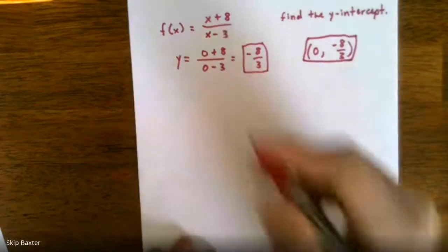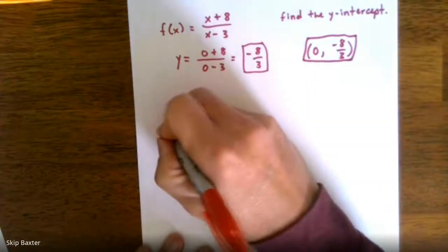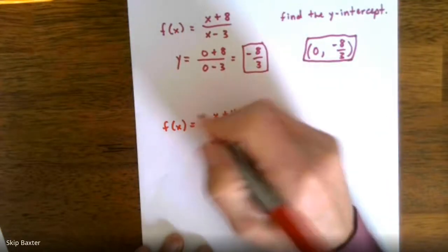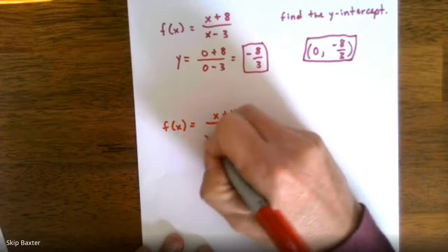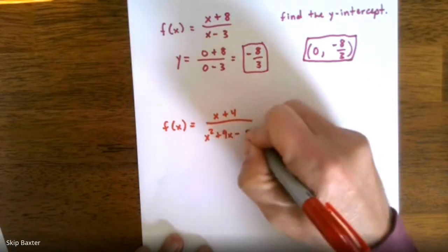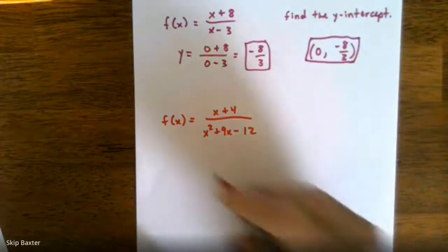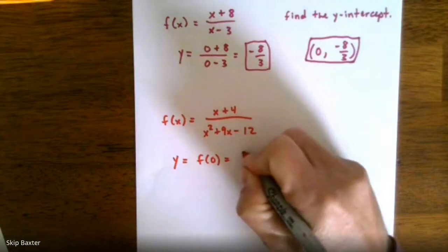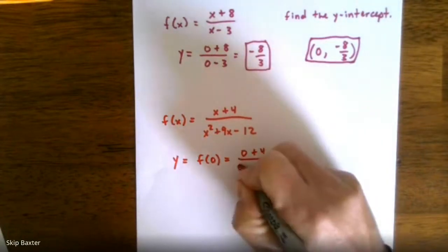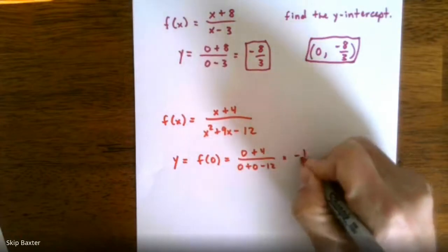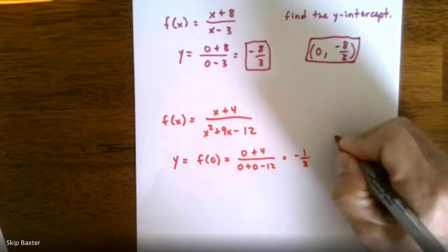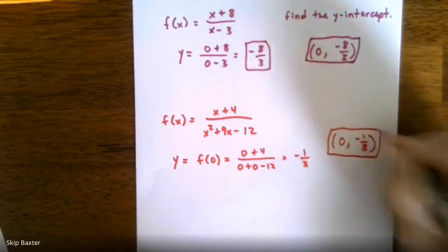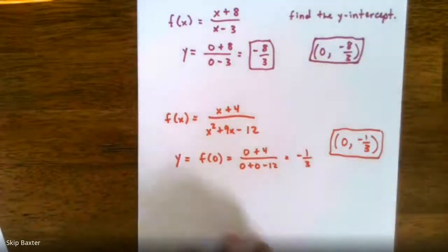Okay, if it was something like f of x equals x plus 4 over something like x squared plus 9x minus 12 or something. Same idea. Y would equal f of 0, which is 0 plus 4 over 0 plus 0 minus 12. The answer is negative 1/3. So the y-intercept is 0, negative 1/3.